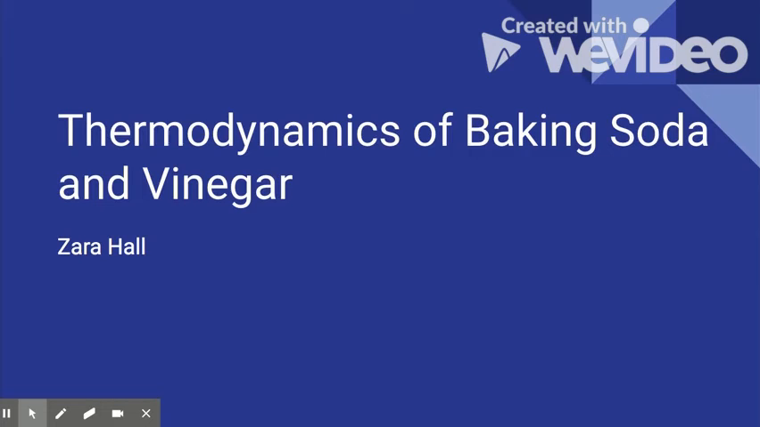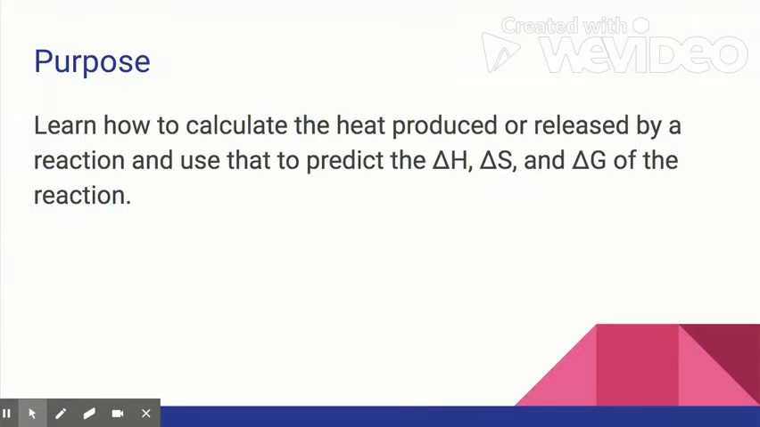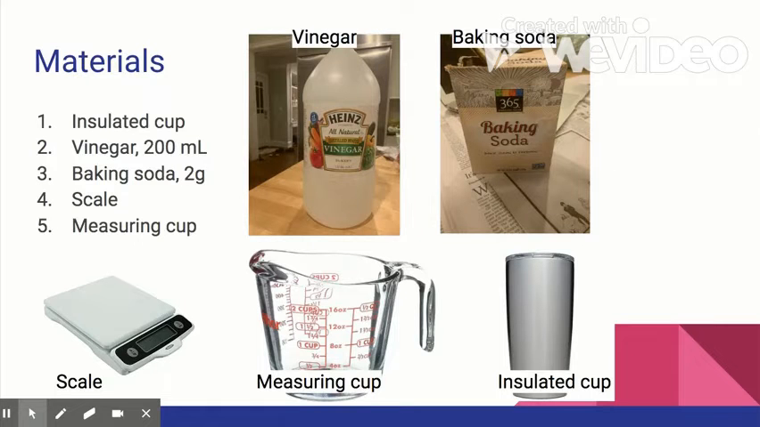This demo is about the thermodynamics of the reaction between baking soda and vinegar. The purpose: in this demo you will learn how to calculate the heat produced or released by a reaction and use that to predict the delta H, delta S, and delta G of the reaction, which is the enthalpy, entropy, and Gibbs free energy changes.